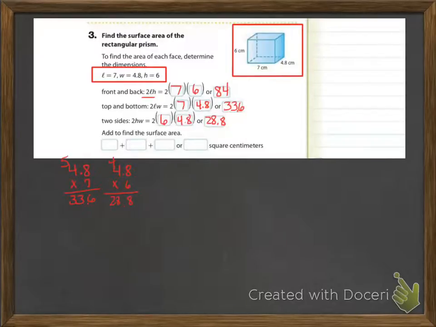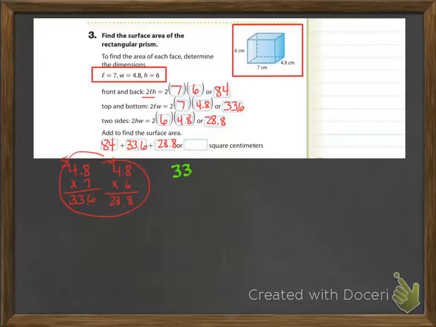So here you can see how I filled in my blanks. Now I didn't finish this all the way through, but for my first number, I have 84. Then I got 33 and 6/10. Then I got 28 and 8/10. And then I need to add up all the numbers. Now notice how I showed my multiplication right over here. So let's go ahead and add up these numbers.